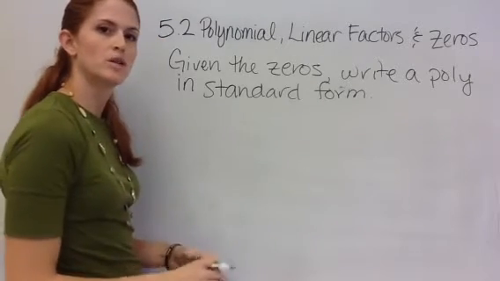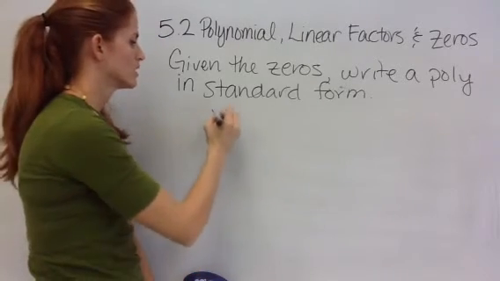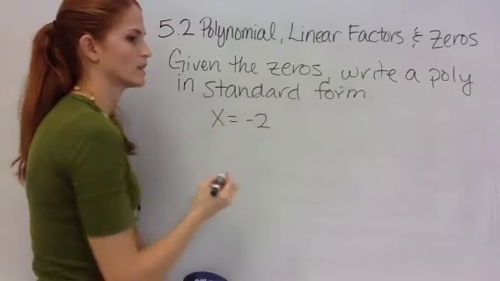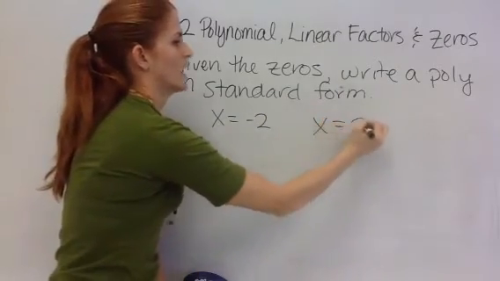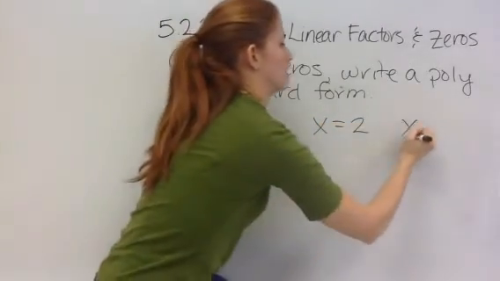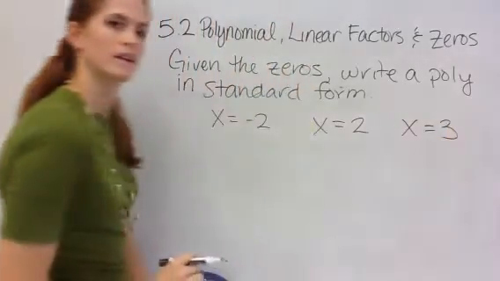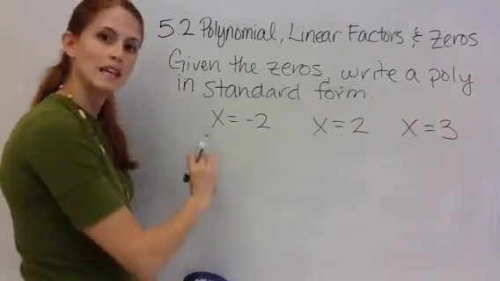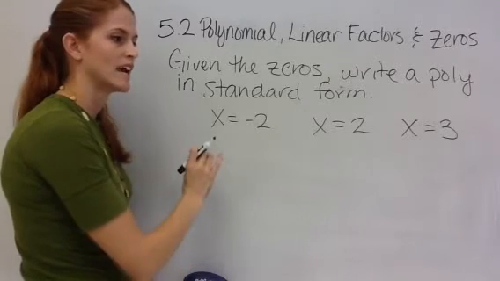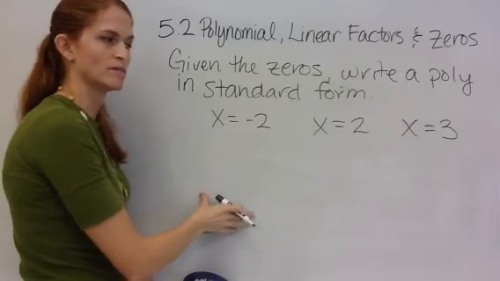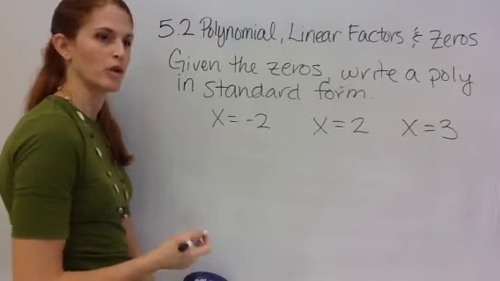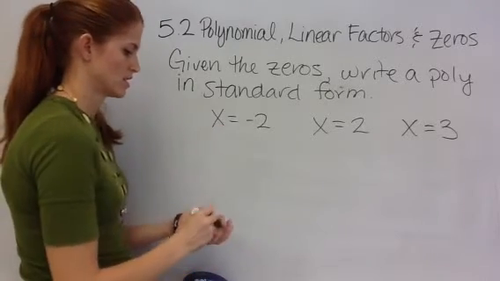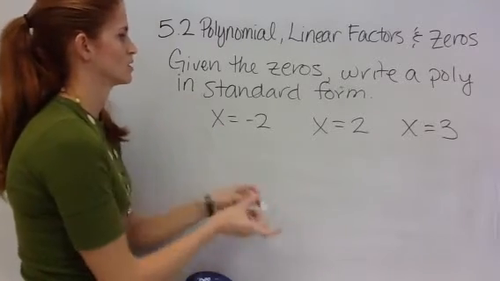Alright, so what we're going to do is I'm going to give you the zeros. The zeros are x equaling -2, x equaling +2, and x equaling 3. What I need to do is use this information to come up with my linear factors. Once I have my linear factors, I need to multiply them together so I can put it in standard form. So remember, these are my zeros.